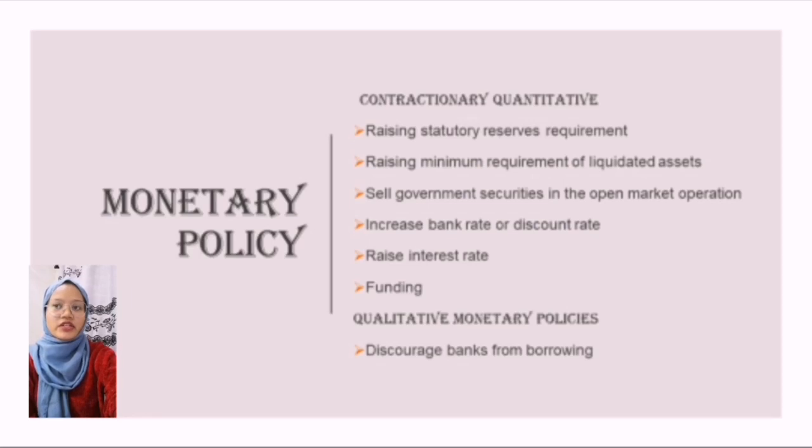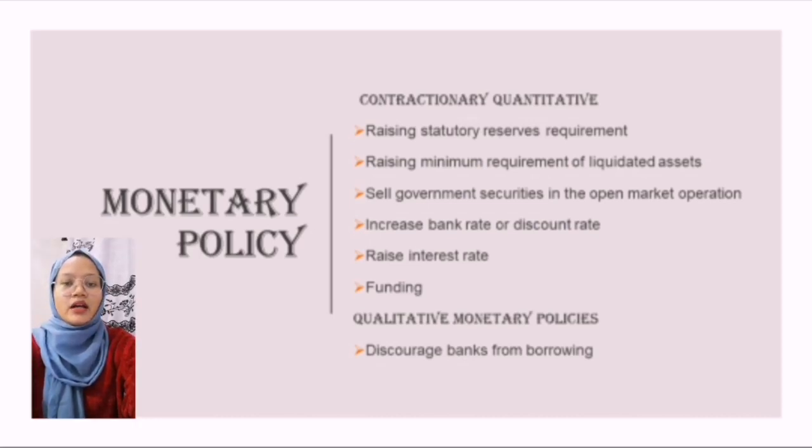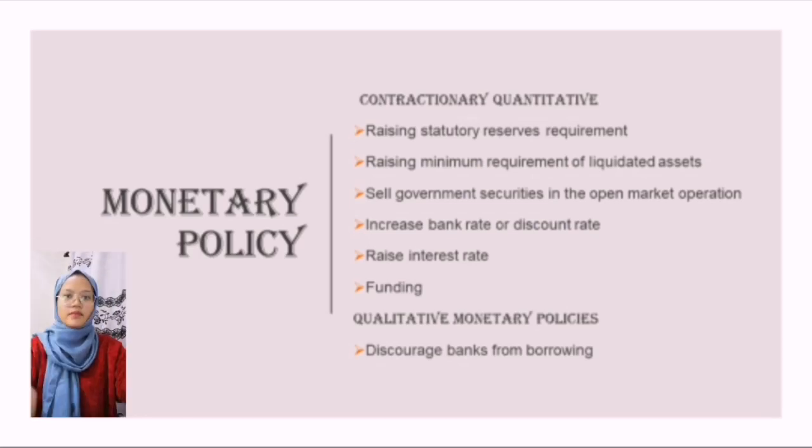So for the contractionary quantitative policy, there are: raising the statutory reserve requirement, raising the minimum requirement of liquid assets, selling government securities in the open market operation, increasing the bank rate or discount rate, and raising the interest rate. So I will explain to you the sale of government securities in the open market operation.